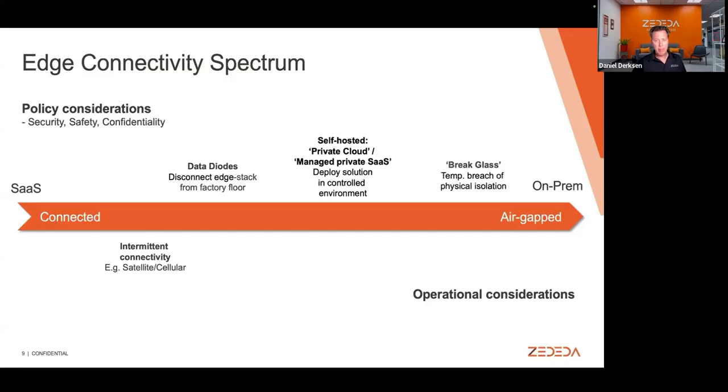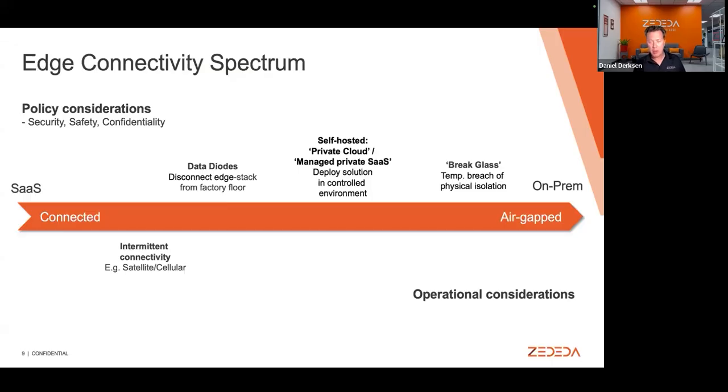Okay. Then on the right-hand side of the spectrum, as I said, you can obviously have something completely air-gapped and on-prem. So in our speak, take Zadida Cloud, somehow put it into an on-prem package, deploy it somewhere, and operate it from there. So you can obviously do that.